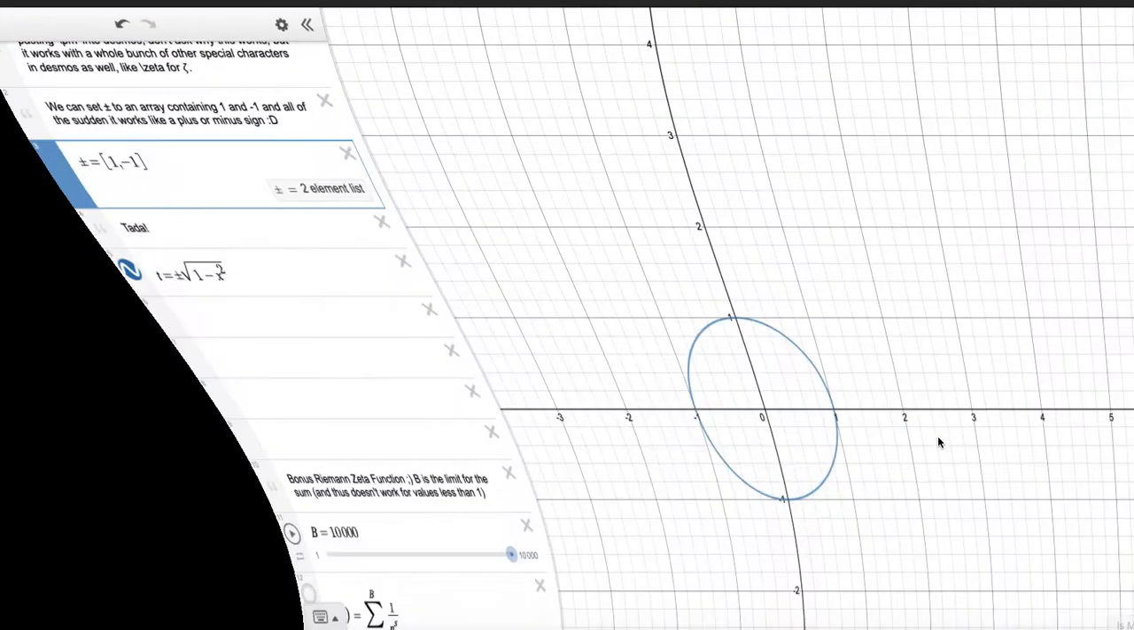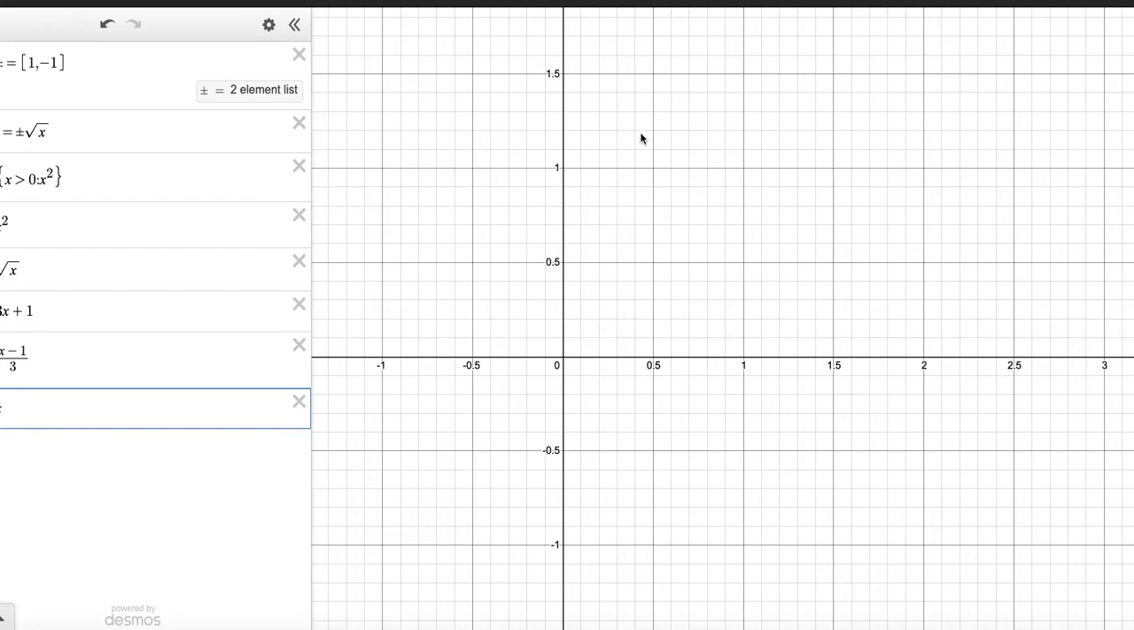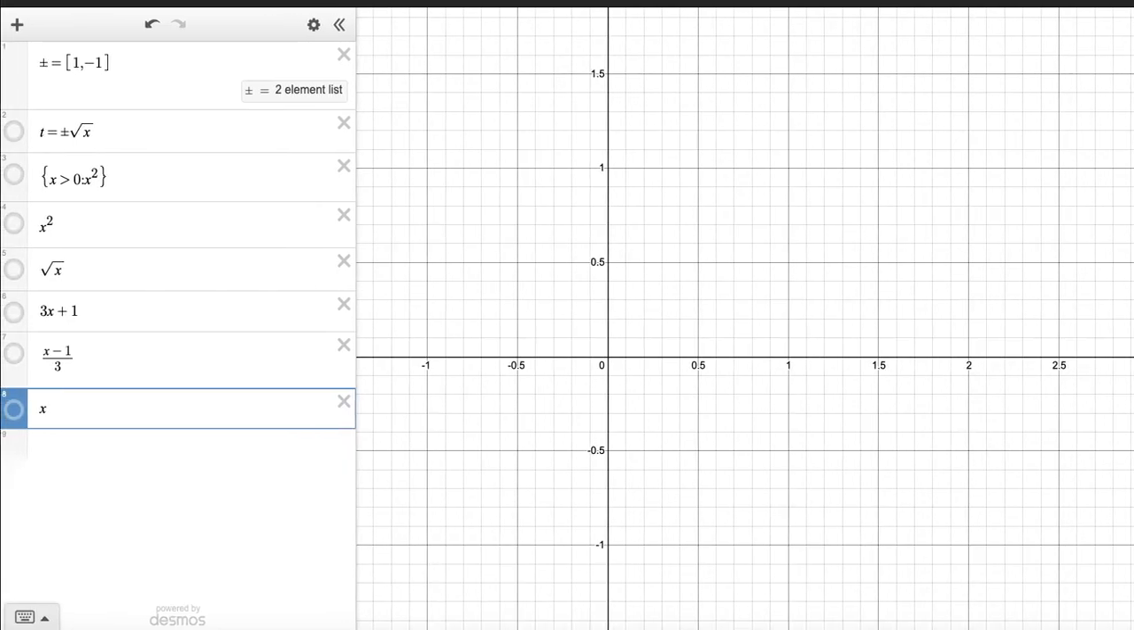Hey math kids, today we're going to talk about inverses, but this time we're going to talk about how they show up on a graph. And so let's just look at Desmos right now. So if I start with this function, it's just a line.